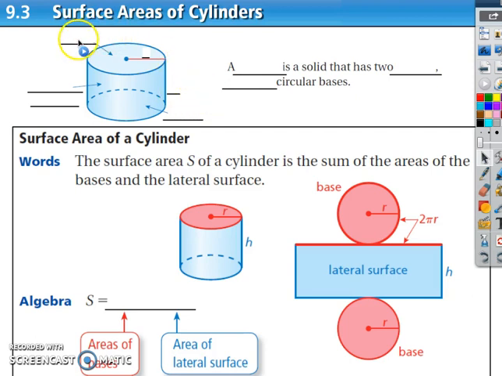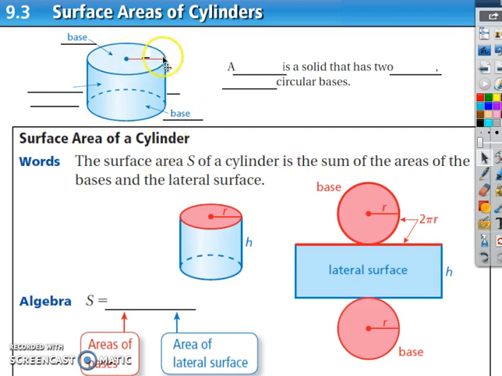First, if we're looking at a cylinder, we have two bases. We have a circle for the base on the top and a circle for the base on the bottom. And remember, we talked about sliding these bases back and forth so that they would meet each other. They are parallel and they are circular.